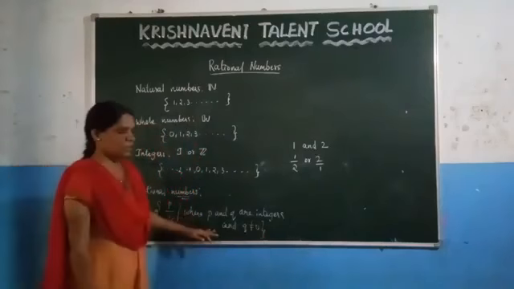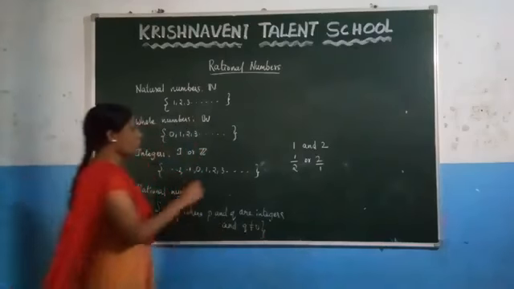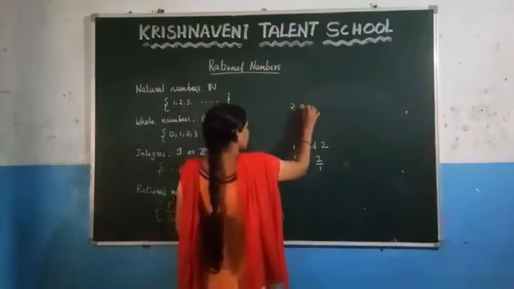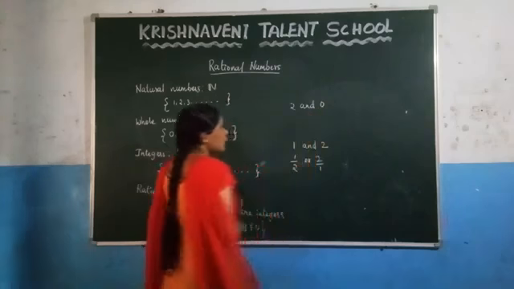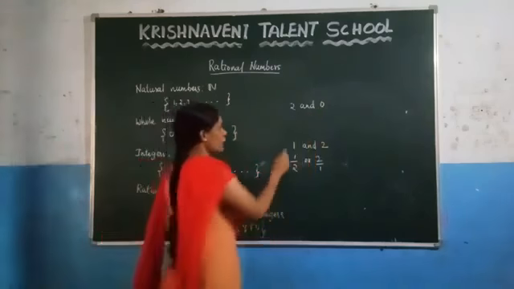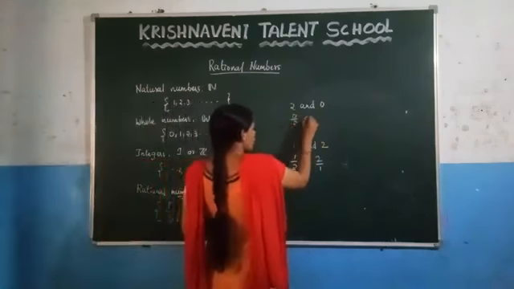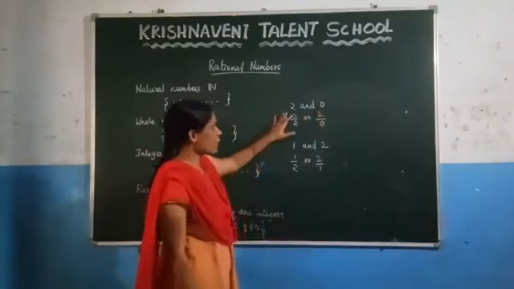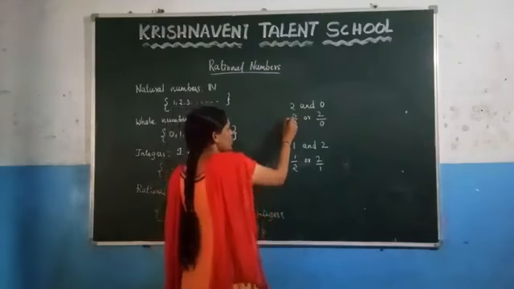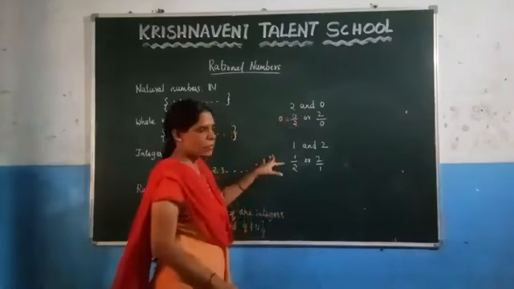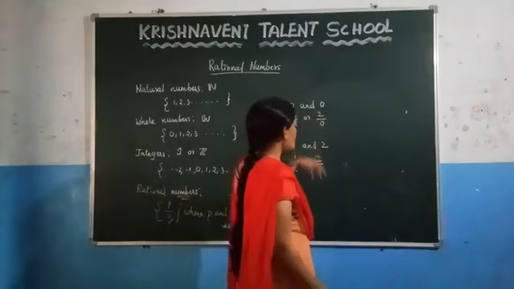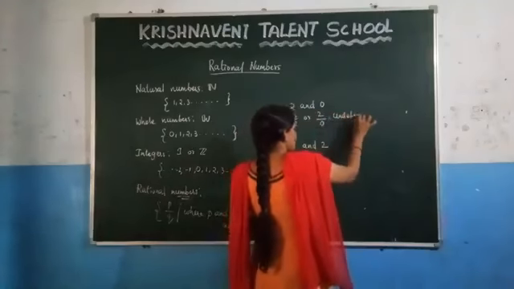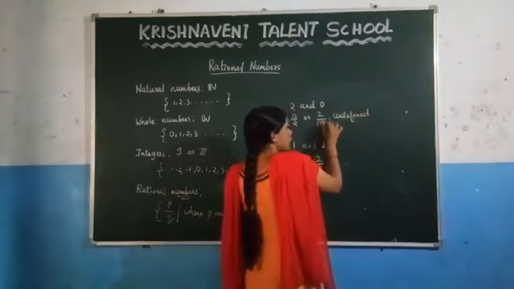If the denominator is equal to 0, what will happen? Let us consider two integers 2 and 0. Here this one you can write in the form of a fraction as 0 by 2 or you can write it as 2 by 0. Here you can observe that the value of 0 by 2 is 0, which is a rational number. And the value of 2 by 0 is undefined. If the denominator is equal to 0, we cannot define that value.